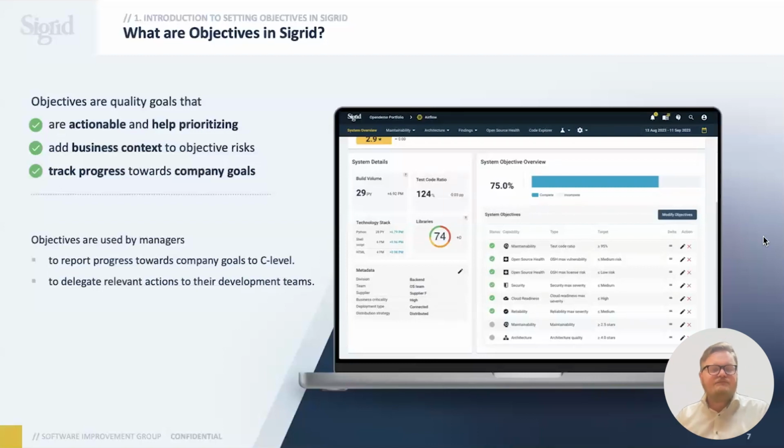Well, and lastly, you want to track the progress of the goals and see, one, am I moving in the right direction? And two, have I achieved my goals? Yes or no? And having these goals in Sigrid allows you to make sure everybody looks into the same numbers and make sure that there's no confusion about what the current situation is, the current status of the software that's being worked on.